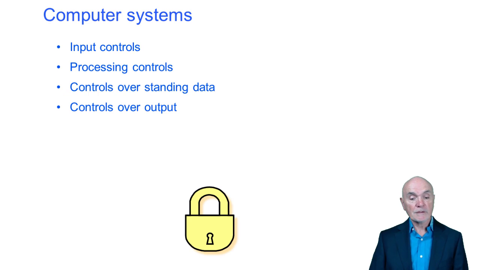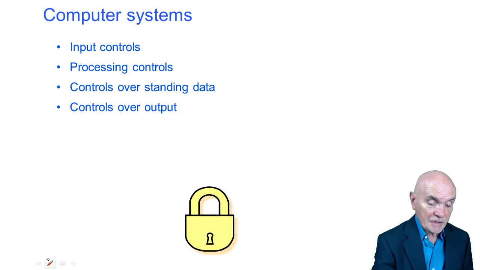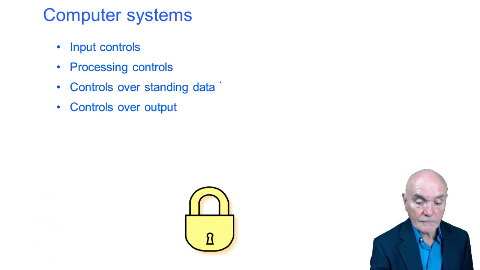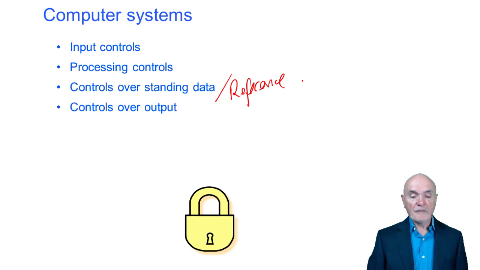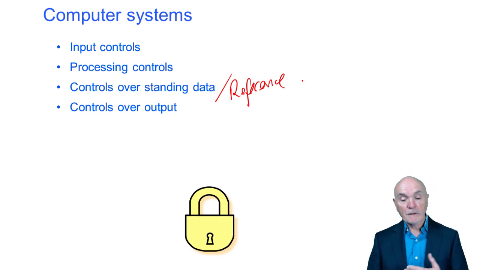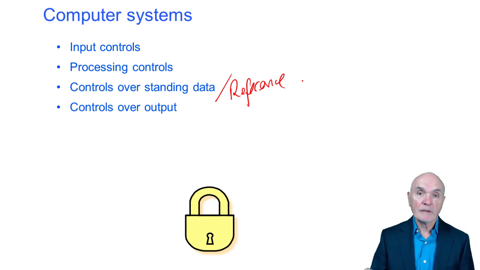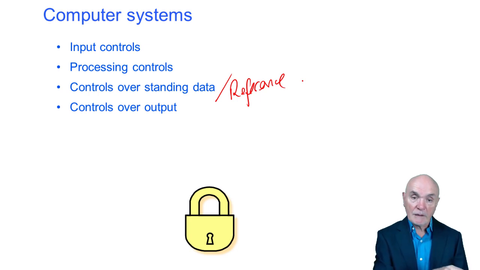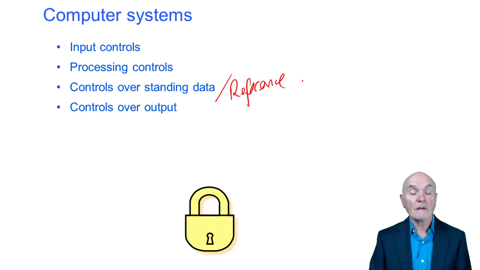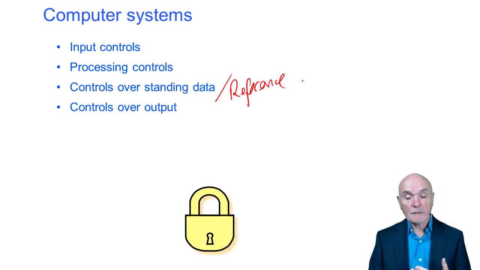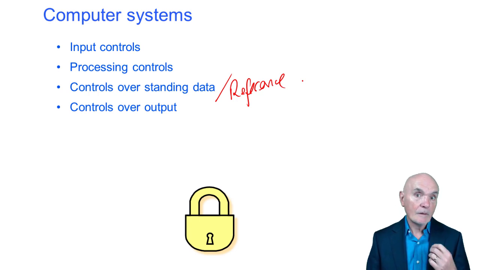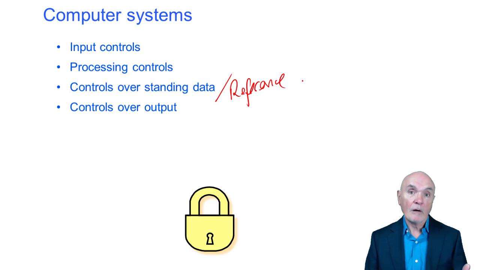So we're talking here about input controls, processing controls, and controls over standing data. Standing data is occasionally called reference data. Reference data is data which doesn't change very often. So your salary is reference data or standing data. Every month the salaries program uses the same piece of information from your salaries file, your salary, to work out your salary. If some error is present in your annual salary figure, then every time salaries or wages are produced, they'll be wrong.